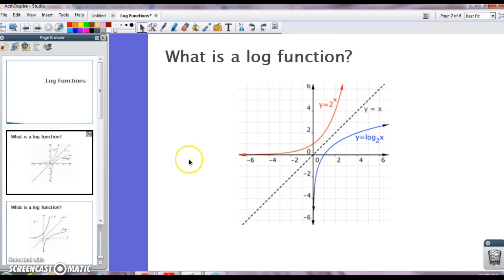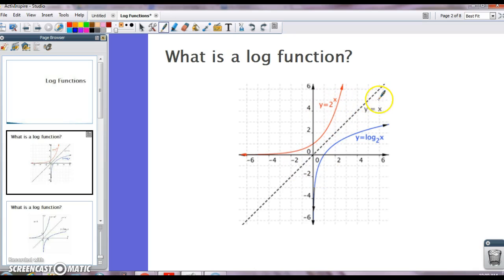So what is a log function? A log function is simply the inverse of an exponential function. So in the graph on the screen, you'll see in red I've got the exponential function y equals 2 to the x. We talked about this when we talked about exponential functions, the graph goes through the point 0, 1. And if you think about the domain and the range, the domain is all real numbers. The range is greater than 0. Okay, so you'll see that there.